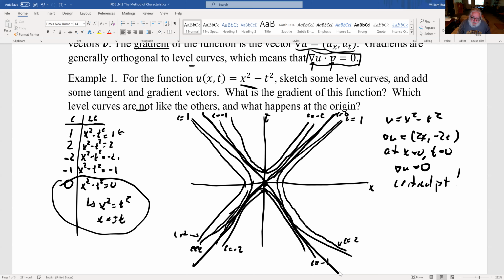So the level curves that go through the critical point tend to be different from level curves that go through other points. The gradient of the function is perpendicular to the level curve. So there's our gradient. We actually plot these vectors, and it points in the direction of increasing c. So c equals -2, c equals -1, c equals 0, c equals 1, c equals 2. All my gradients point this way, and here they point this way.